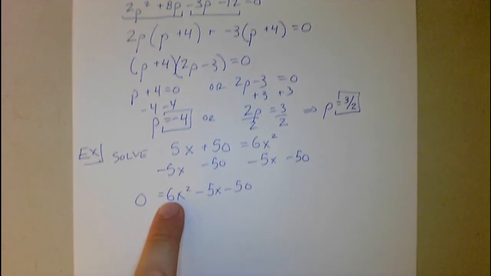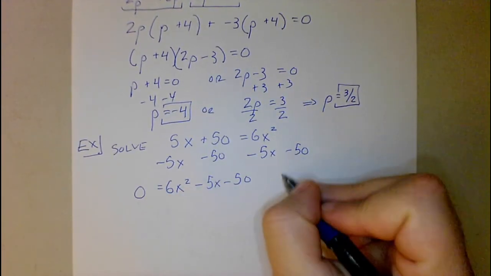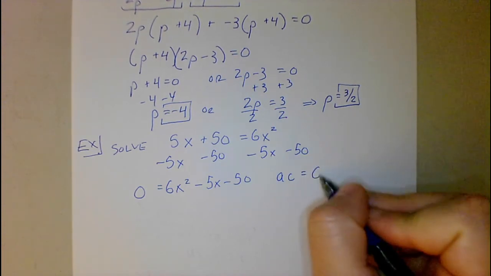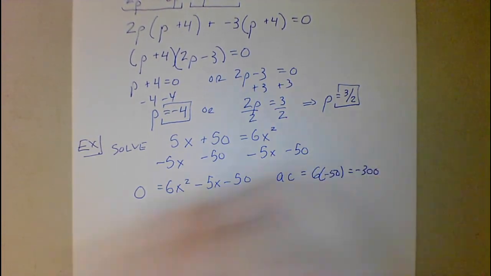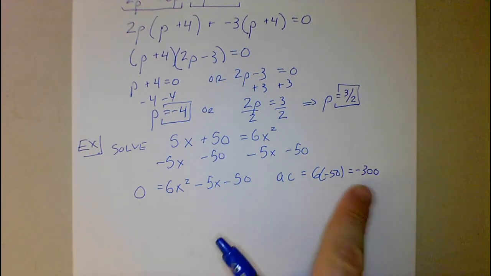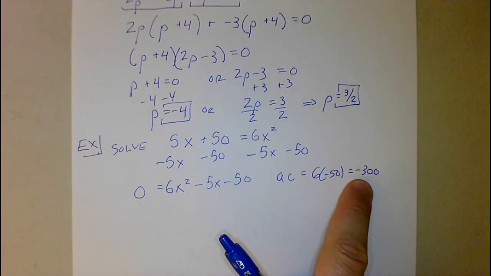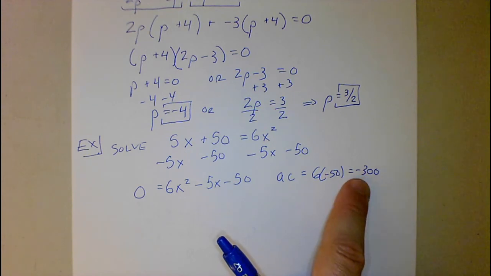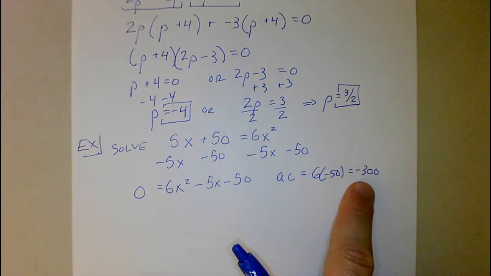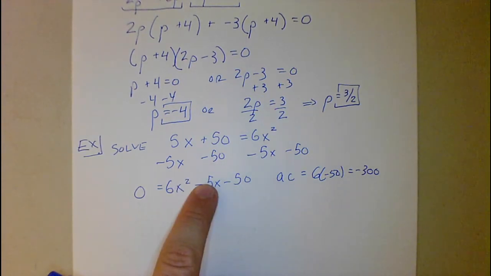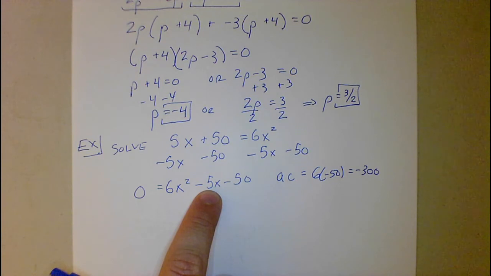The leading coefficient is not 1, so I get to do the AC method. AC is 6 times negative 50, which is negative 300. Now, there are a bunch of factors of negative 300. And I'll just get to the point. 1 times 300 isn't going to work because I'm looking for a 5. 2 times 150, that's not going to work. 3 times 100, those are not going to add and subtract to give me a 5. All right, so there's a bunch that I'm going to try.